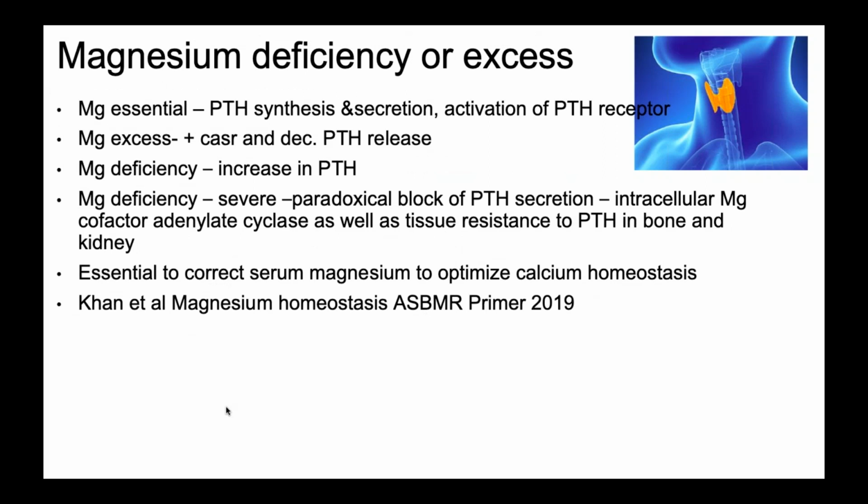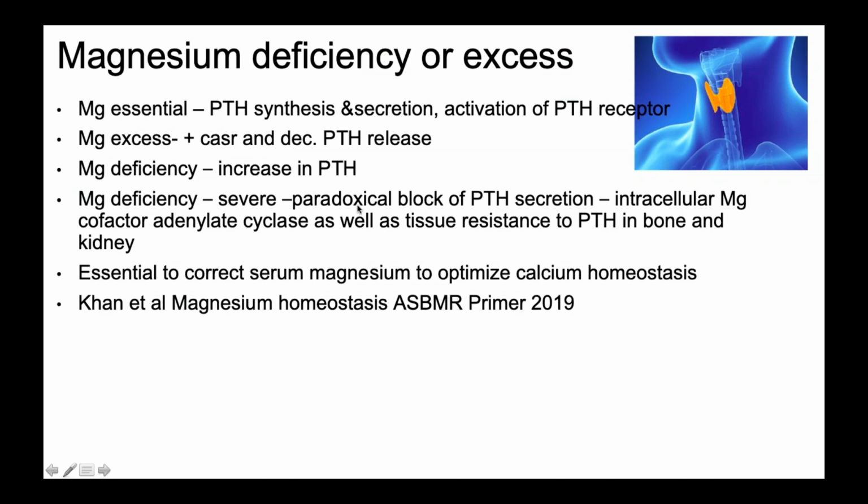Magnesium, we've mentioned, is essential for PTH synthesis and secretion and the activation of the PTH receptor. Magnesium can bind to the calcium sensing receptor and decrease PTH release. If we have a deficiency in magnesium, this will result in an increase in PTH. But if the deficiency is severe, we actually have a paradoxical block of PTH secretion.